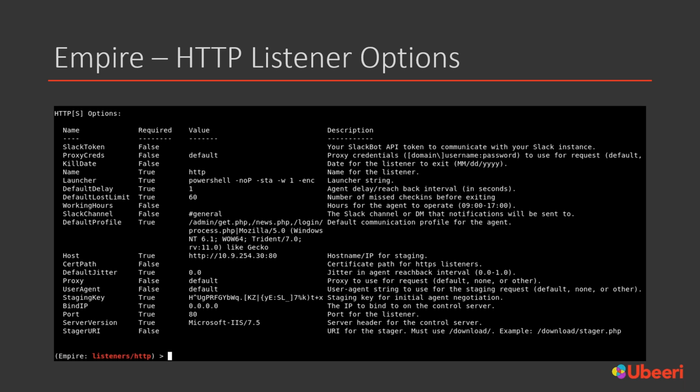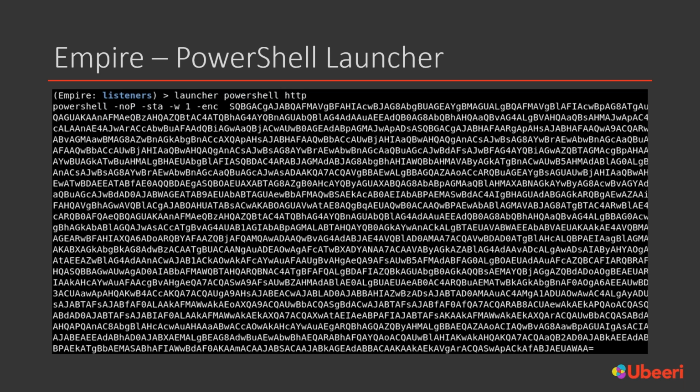So some of the listener options here, I already mentioned. This is a screenshot mainly for people that missed part of the presentation or want to look at this afterwards. So you can see all the different options here, the launcher, the host, name, and then this is the example of the launcher. So it's, like I said, a rather large encoded command that you're going to run just with PowerShell in this case.